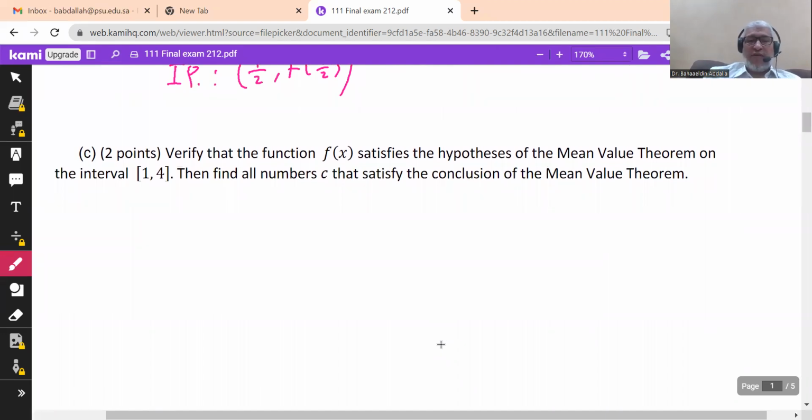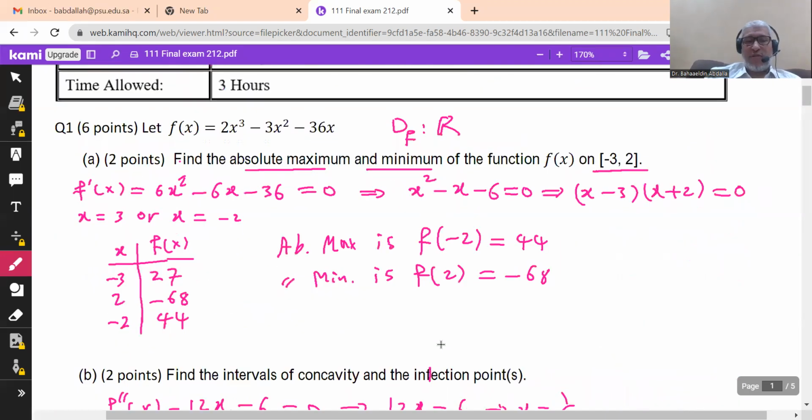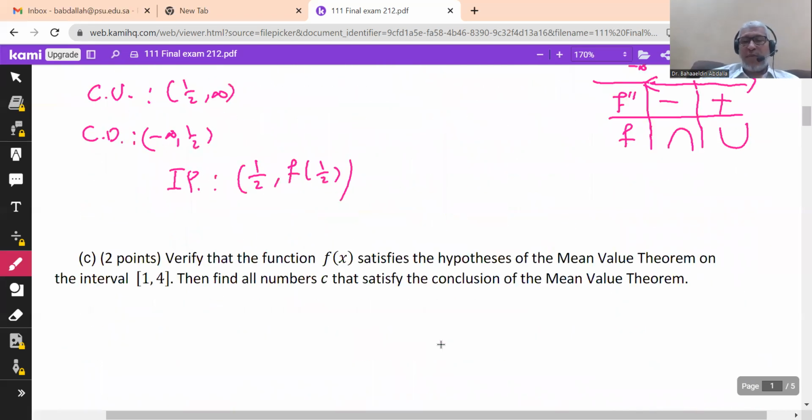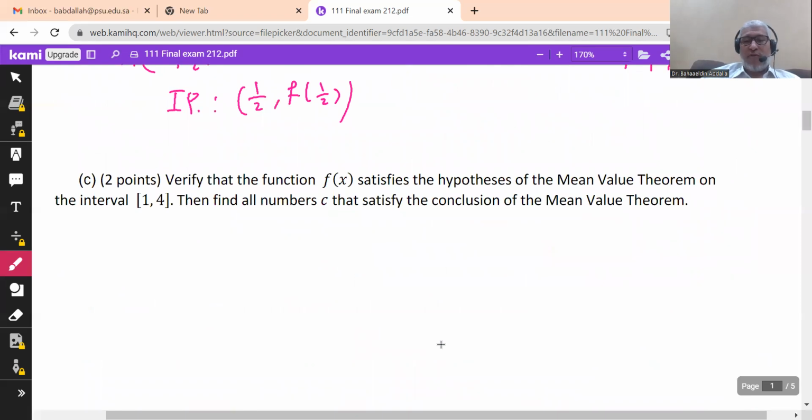Verify that the function f of x, we are still talking about the same function, satisfies the hypotheses of the mean value theorem on the interval 1, 4. If you remember the hypotheses of the mean value theorem, we need the function to be continuous on this domain. So f is a polynomial. Domain of f, we said all real numbers because it's a polynomial. So f is continuous on its domain, and especially it's continuous on the closed interval 1 and 4. This is the first hypothesis.